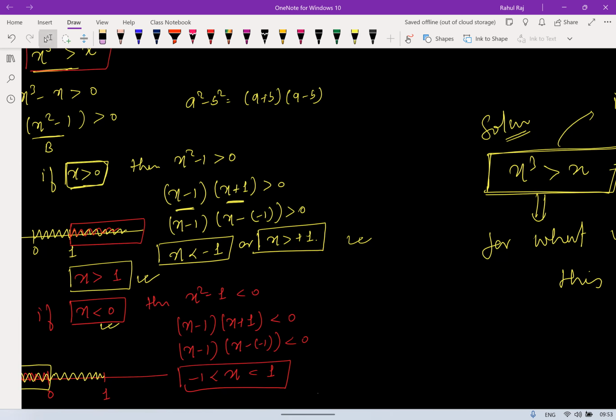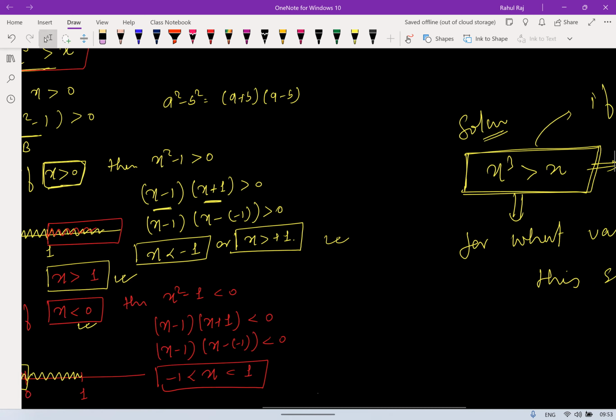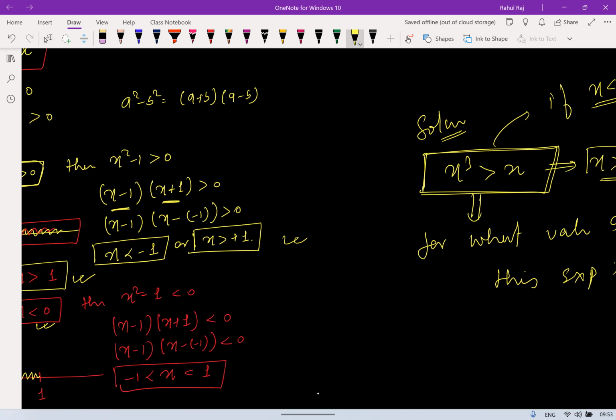When it's a square term, it's very easy to decide, because x square is always positive. So saying that positive is greater than negative is absolutely fine. But when x is negative and you are comparing x cube and x, x is negative and x cube will also yield a negative result.